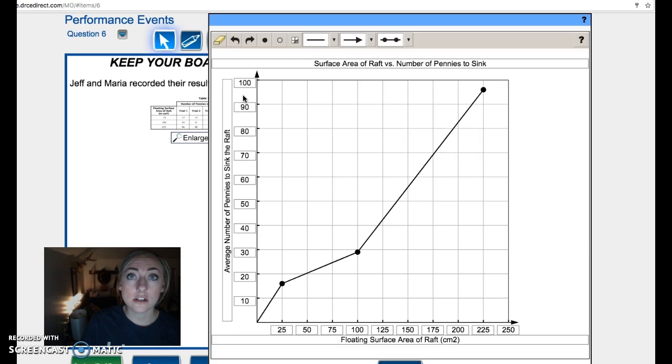If you have any questions, make sure that you ask me. This is meant to help you so that you are prepared for the MAP test, and when it comes around, you're not frustrated and you're ready to go.